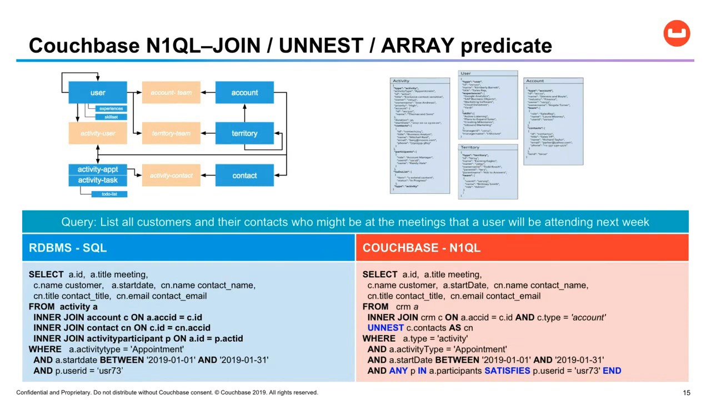For Couchbase, the JSON model still requires a join from activity to account to get all the contacts. Then use unnest to flatten all of the contacts for projection. Participants are already embedded as an array in the activity object, so we use the array predicate to filter out the activity for user 73. You can see the language is very similar to standard SQL. It introduces the concept of unnest to flatten an array of contacts on the account object, and also the special array predicate construct to filter directly on the participant array. You can see that N1QL is not that different from standard SQL.